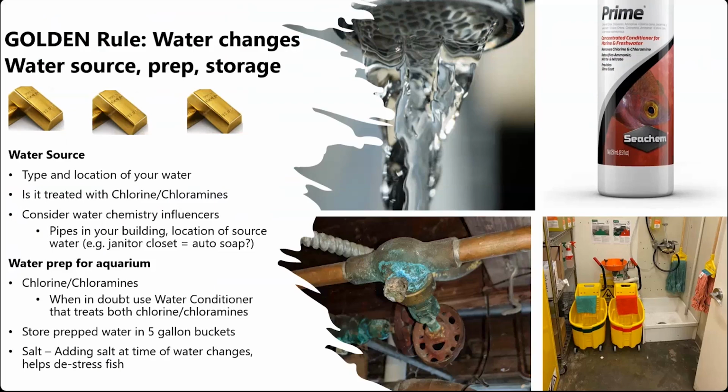When you're going to be doing this, 5-gallon jugs are one of the easiest things that you can use. We'll go into a little bit more depth on some of the other products that you can use to make water changes as easy as you can.